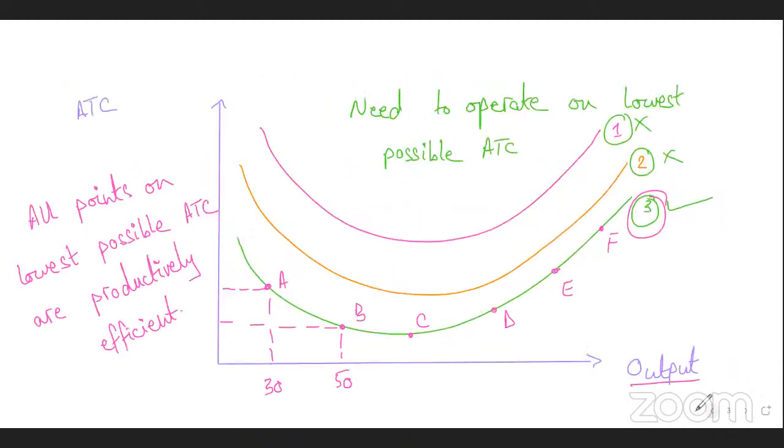So far we have talked about two graphs, right? So how do we show whether a business is productively efficient or not? If it's operating on the lowest possible ADC curve, right? So if there are these three possible ADC curves, 1, 2, and 3, we can see that 3 is the lowest ADC curve, and therefore it is productively efficient.